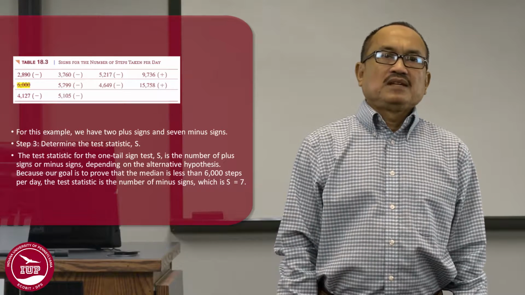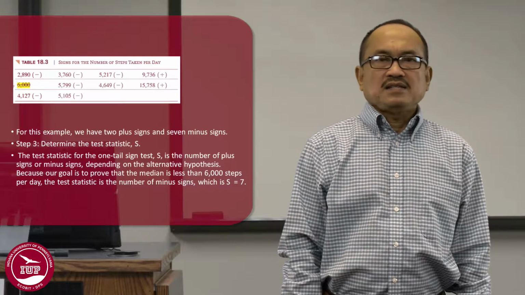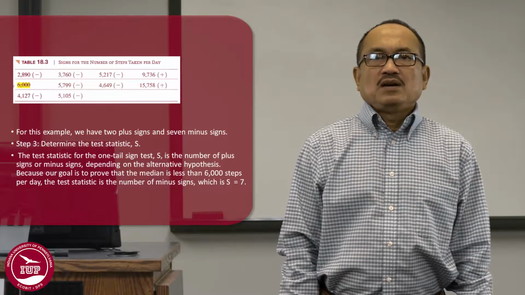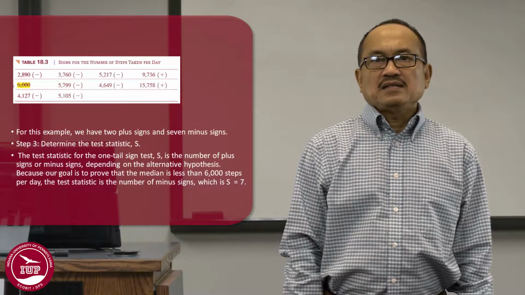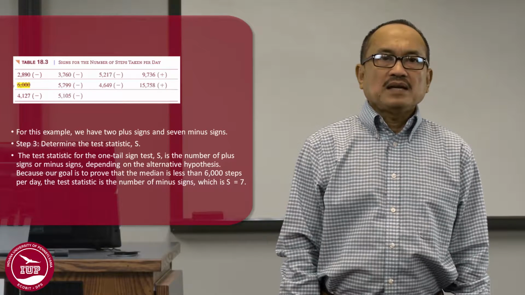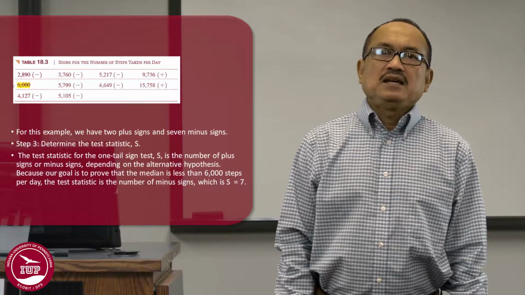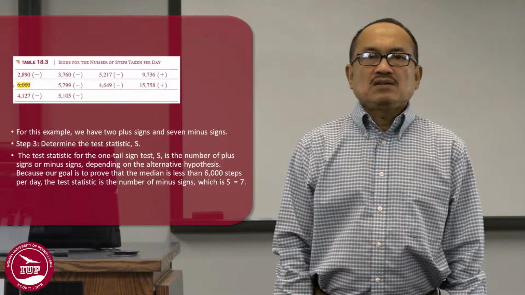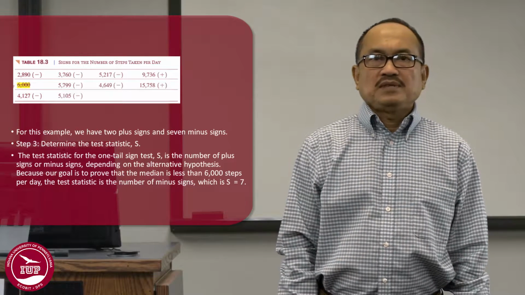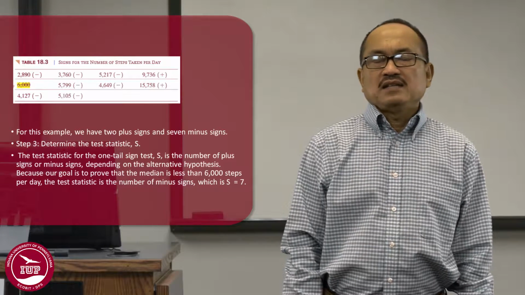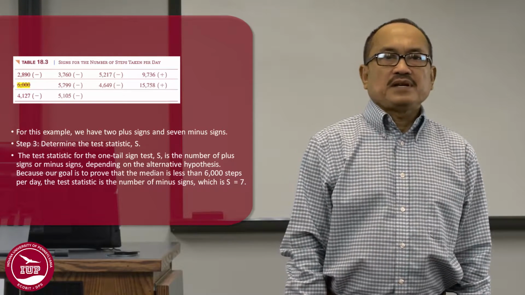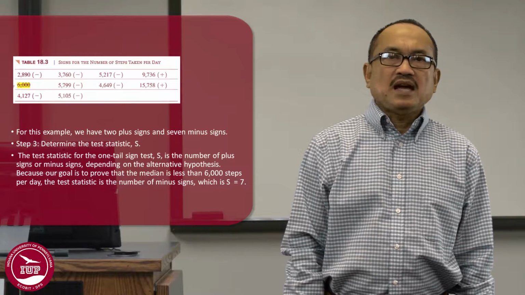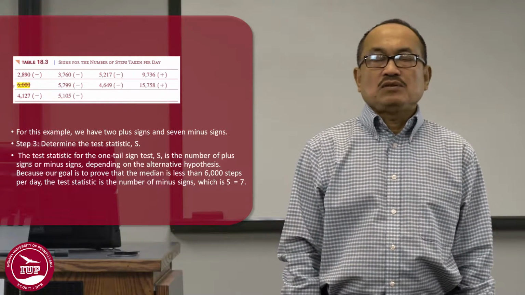Step 3. Determine the test statistic, or S. The test statistic for the one-tailed test, S, is the number of plus signs or minus signs depending on the alternative hypothesis. Because our goal is to prove that the median is less than 6,000 steps per day, the test statistic is the number of minus signs, which is S equal to 7.